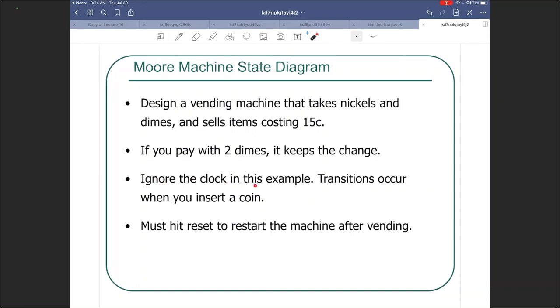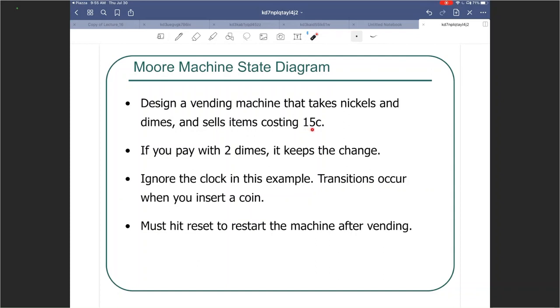We are going to ignore the clock in this example, and we are going to assume that the transitions between one state to the other occur when you insert a coin. So imagine a vending machine, and as you insert coins, it is transitioning between the states. And once it reaches the state in which it is ready to give you the item, it will activate a certain motor that will release that particular item for you to grab. Right. So we are ignoring the clock, and we are assuming that the transition happen depending on when you insert the coin. And also an assumption is we must hit reset to restart the machine after it vends an item.